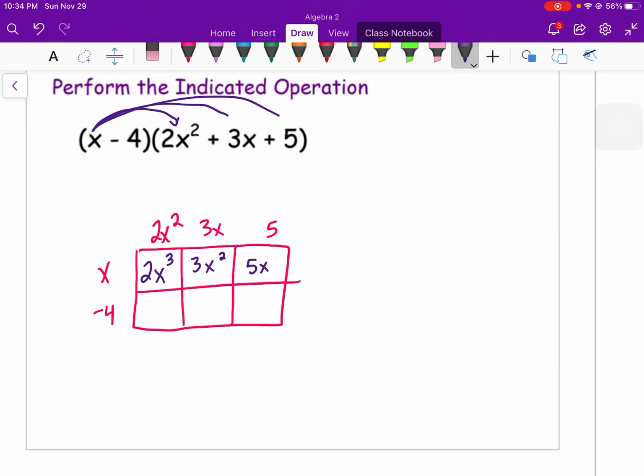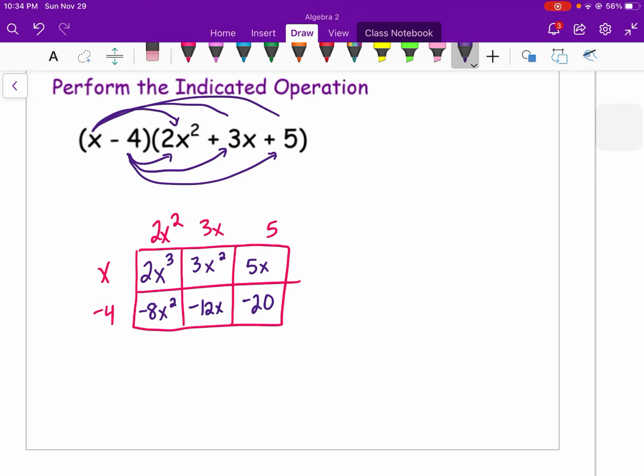And then distribute the negative 4. Negative 4 times 2x squared would be negative 8x squared. Negative 4 times 3x would be negative 12x. And then negative 4 times 5 would be negative 20.